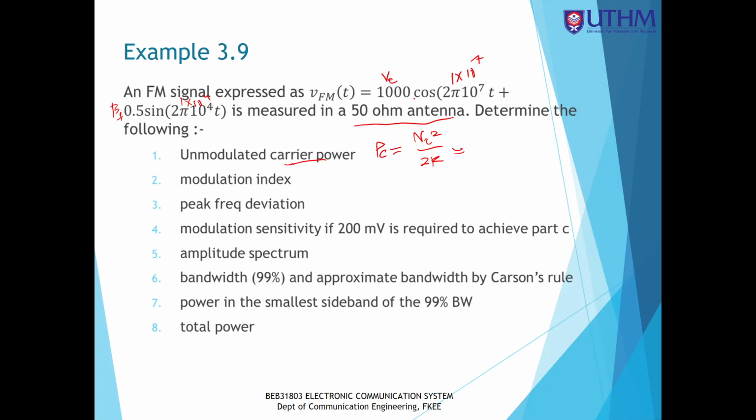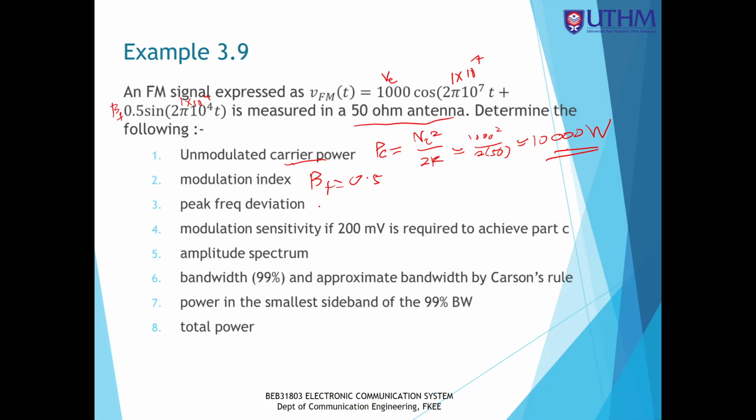So this is 1000 square divided by 2 times 50. How much is this? 1000 square divided by 100, so you get 10,000. Modulation index, we already know the modulation index from the question, which is 0.5.